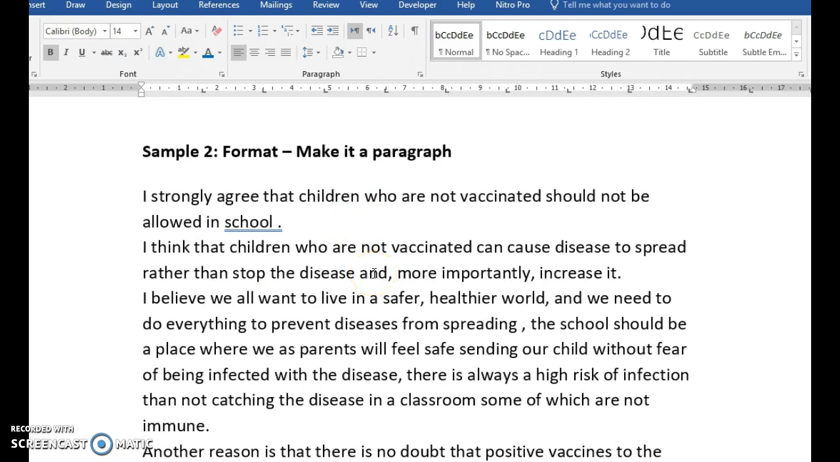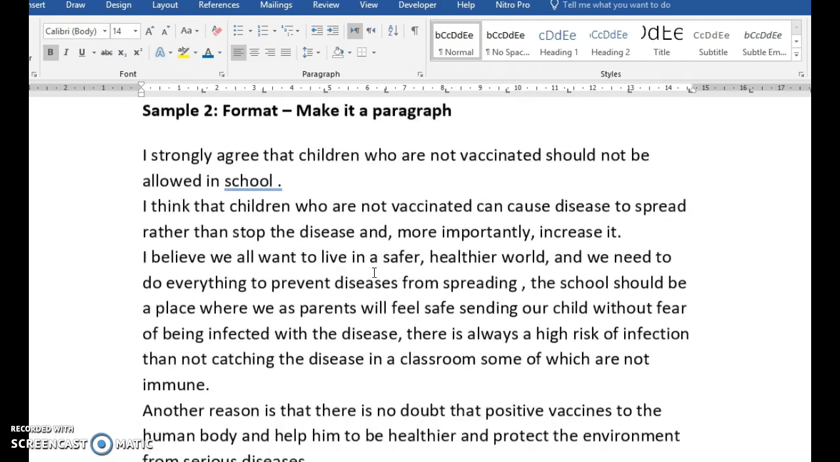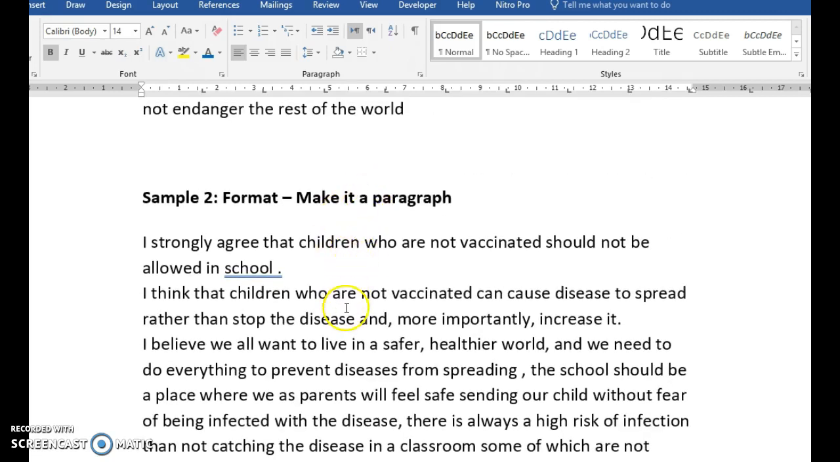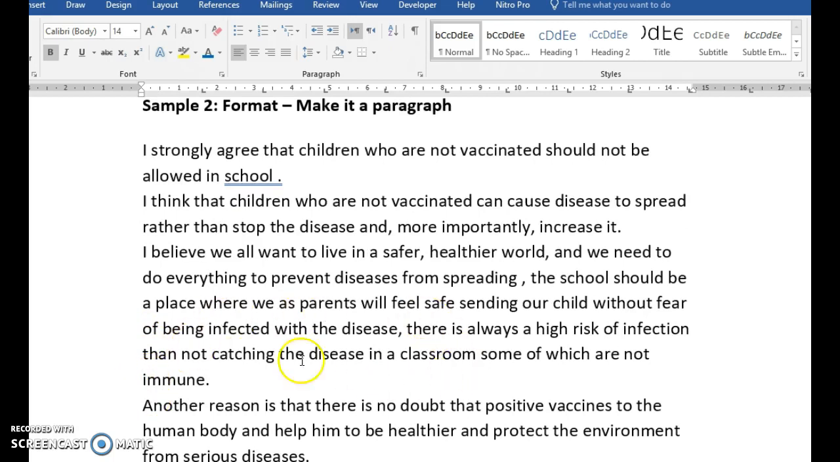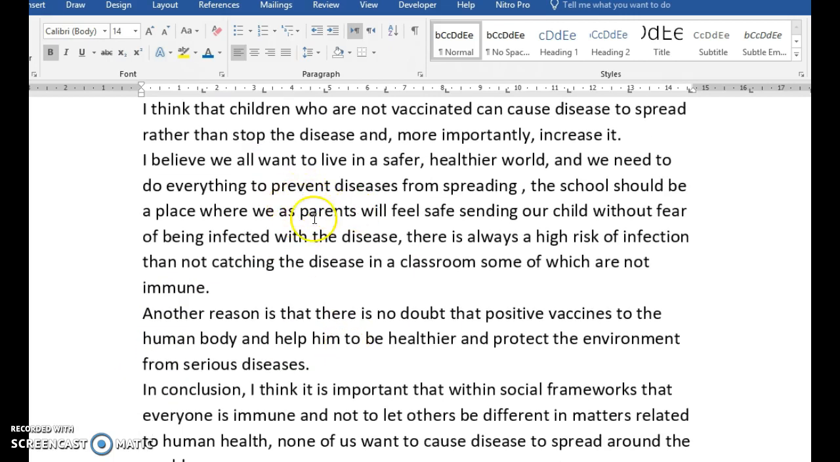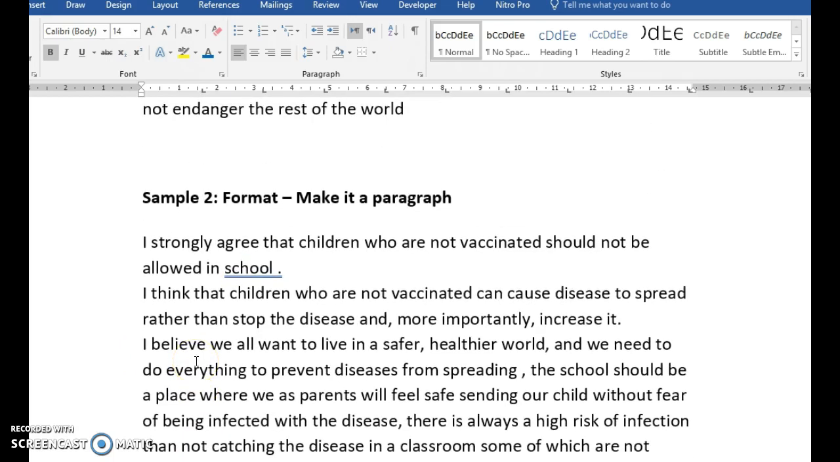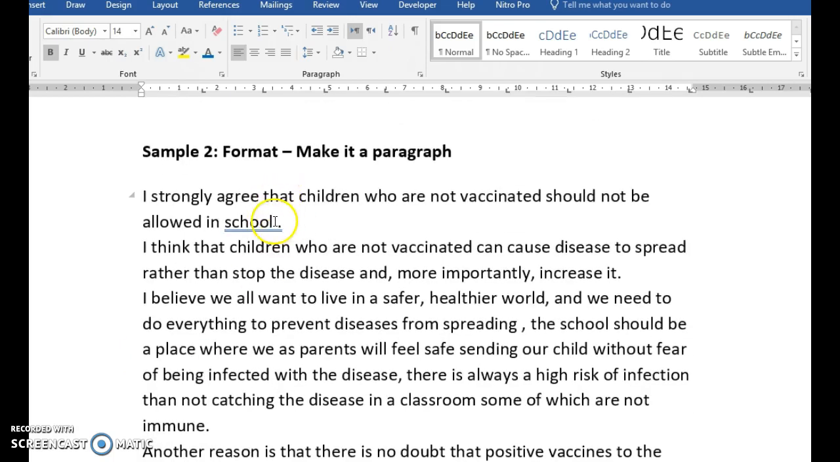Now let's look at sample 2. Here we have a lot of really, really good ideas, but we want to write them in a paragraph. And what do we see here? In each, we have a sentence and a sentence and a sentence and a very long sentence, or a sentence, a sentence. And what do we know about a paragraph? A paragraph is a group of sentences about a certain topic. So what do we want to do?